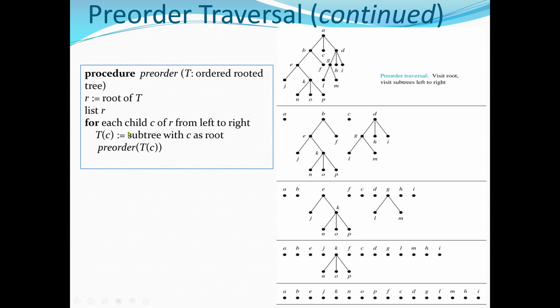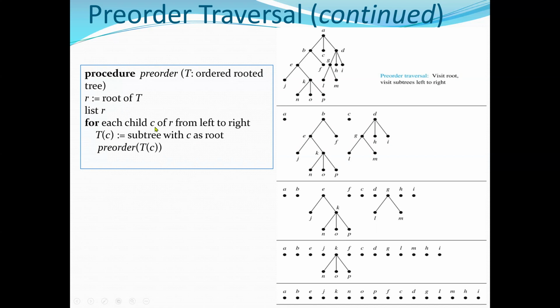Also, we have the algorithm here. By looking at the algorithm, we can see that it uses recursion. The recursive algorithm says that if I have only one root or one vertex in the tree, which is the root, then I'm going to return it. If not, then we go through the subtree with C as the root. Remember, for each child C of R from left to right. Here, R is our root, and C will be my left child.